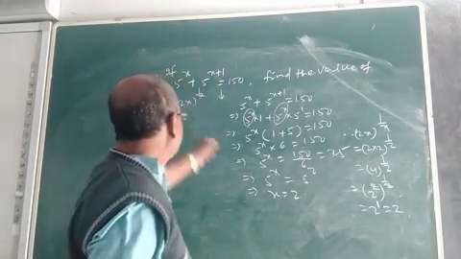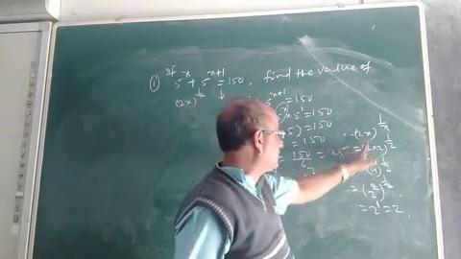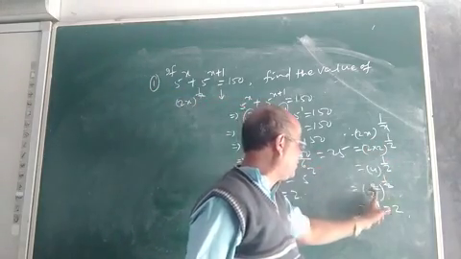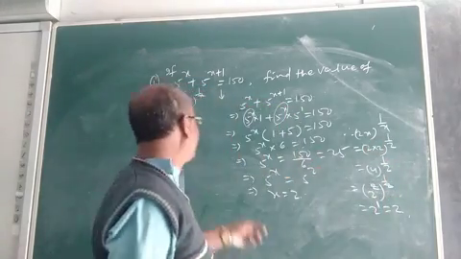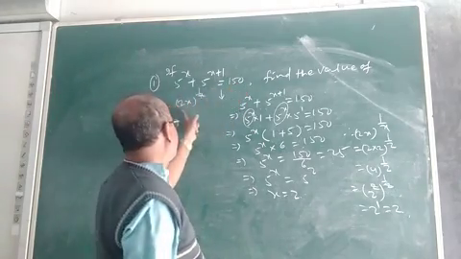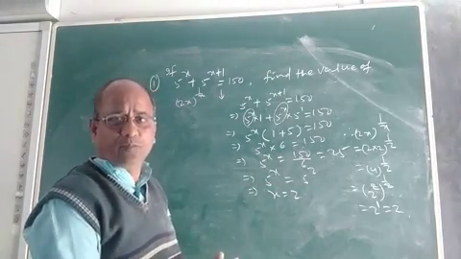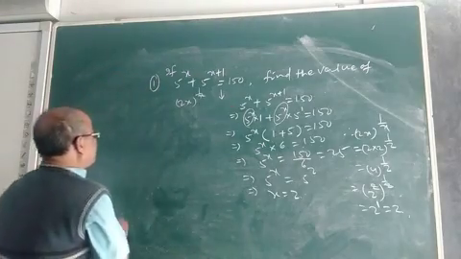So for 2x to the power 1 by x, the value of x is 2. Put 2 into 2, that is 4, and 4 to the power 1 by 2 is 2. That means, if this is the given exponential equation, then the value of 2x to the power 1 by x will be equal to 2. Okay, children, I hope you understood. Let me discuss another question.